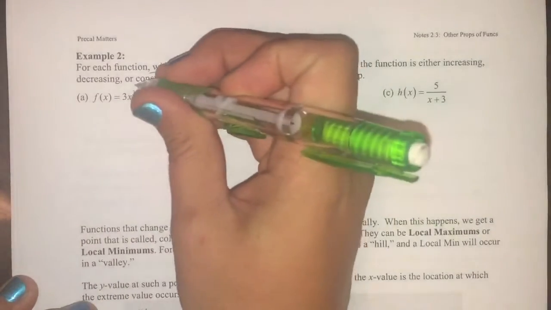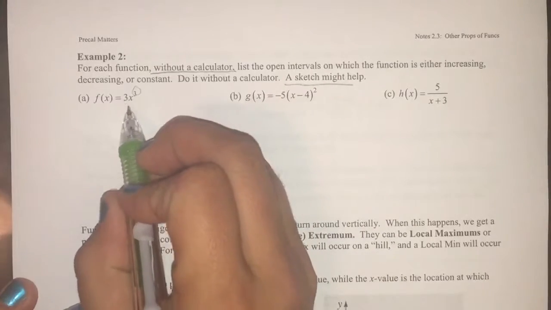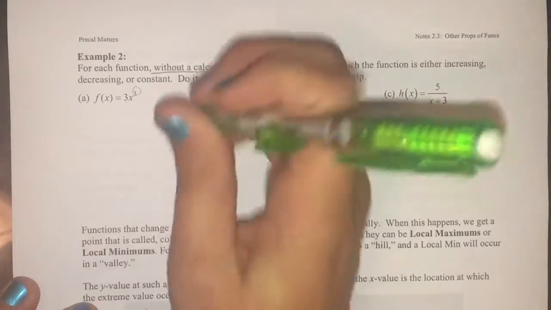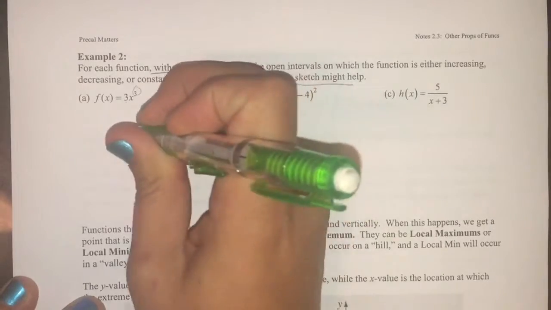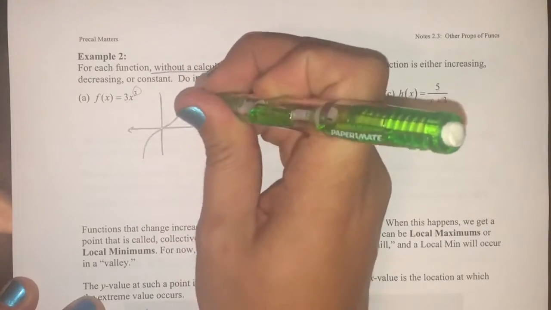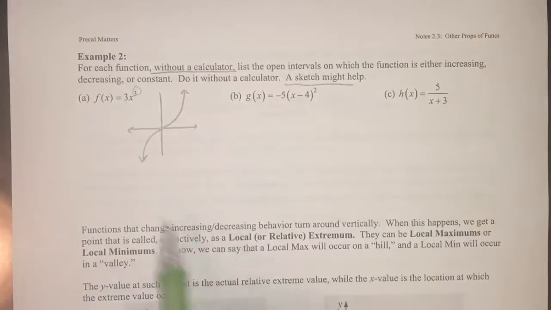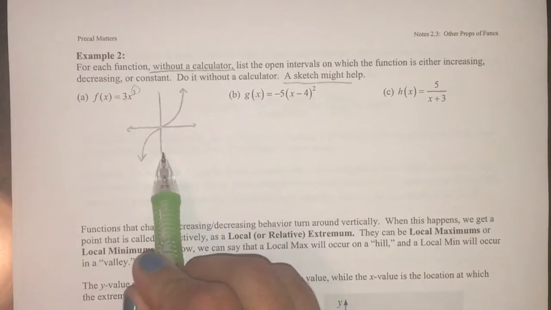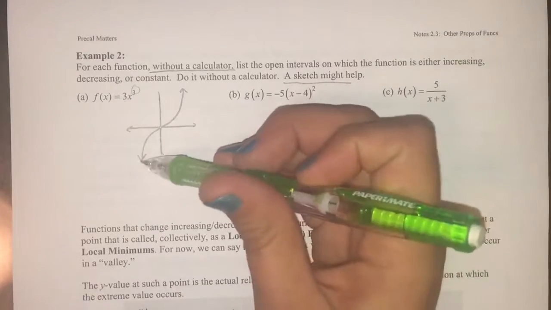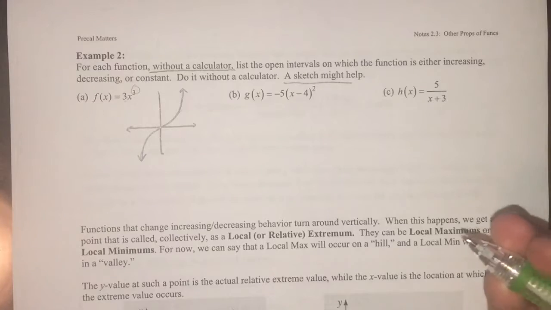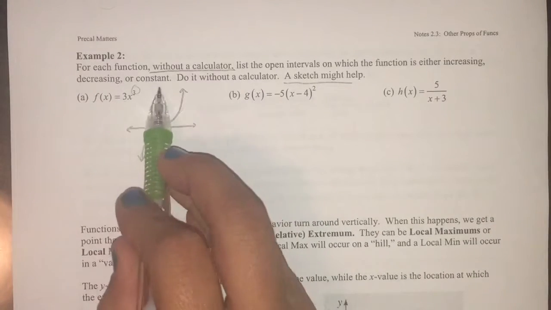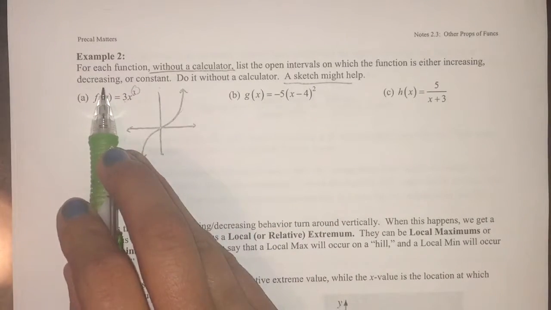This is a cubic function, and it's a cubic function with a positive coefficient. So cubic functions with positive coefficients look like this. Okay, that's a basic graph of what that function looks like. Well, if that's what the function looks like, this function, as we move from left to right, is increasing the entire time. There's no part where the function is constant. There's no part where the function is decreasing.